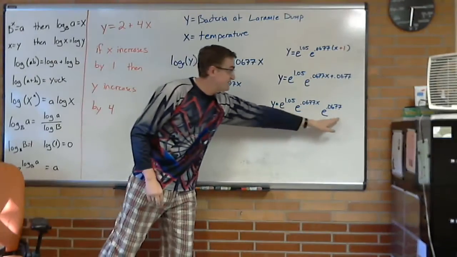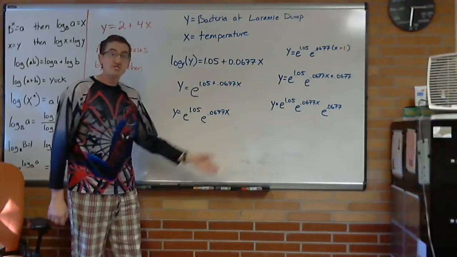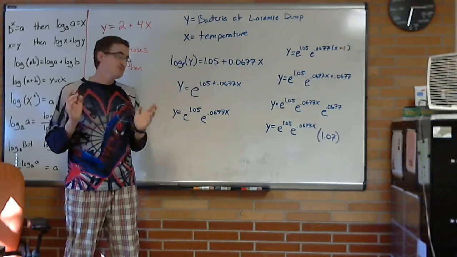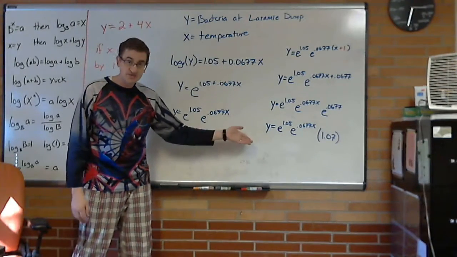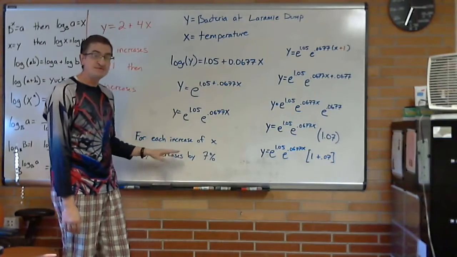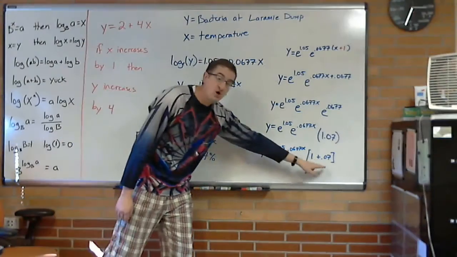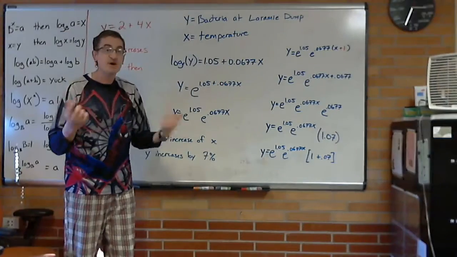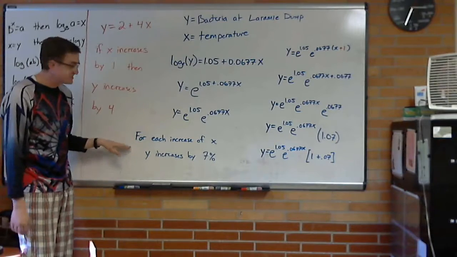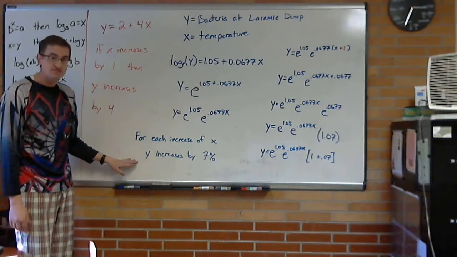Now, this guy right here is just a number, which is 1.07. So what does it mean to multiply by 1.07? It means we're multiplying by 1, which would just give us the model we had before, and also multiplying by 0.07 more, which means we can interpret this as each increase of x will have y increase by 7%.